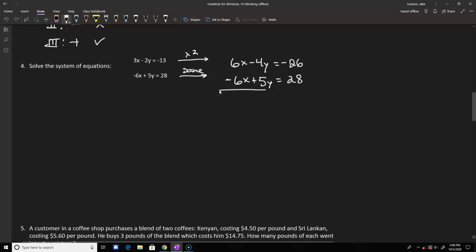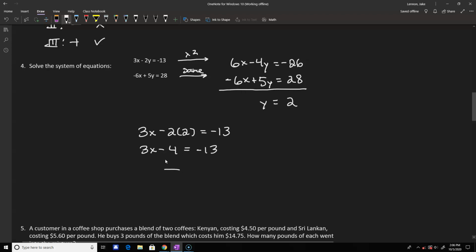Then we can add them together. The 6x and the minus 6x cancel. Negative 4y plus 5y is just 1y, and negative 26 plus 28 is 2. Then you want to plug that into one of the original equations. Let's say the top one: 3x minus 2 times 2 equals negative 13. So we have 3x minus 4 equals negative 13.